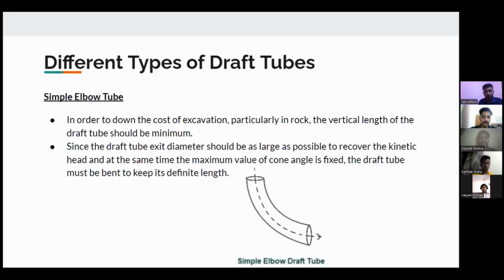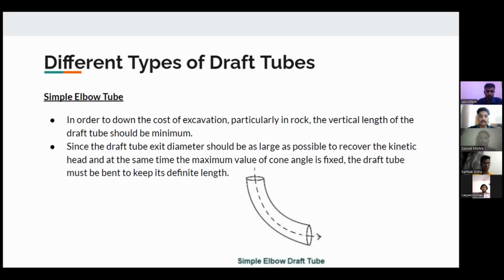Now let's discuss another type of draft tube, which is known as the simple elbow tube. The simple elbow tube has a circular inlet and outlet shape. The diameter of the draft tube should be as large as possible, but at the same time flow separation should not take place. The length of the draft tube must be more, and in such a case the draft tube must be bent.